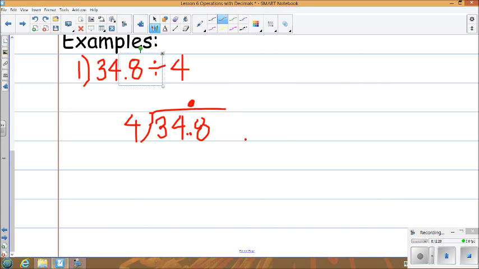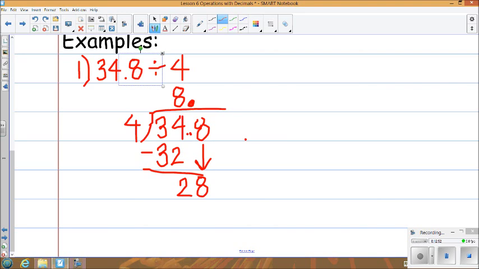So now what we're going to do is look, how many times does 4 go into 3? Well, it doesn't. So now I need to look at how many times 4 goes into 34. Well, it's going to go into 34 8 times, because 4 times 8 is 32. So you subtract the difference. We have 2. Carry down the next term, we have 8.